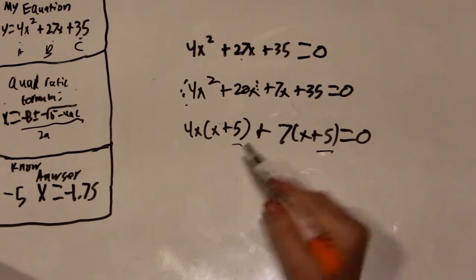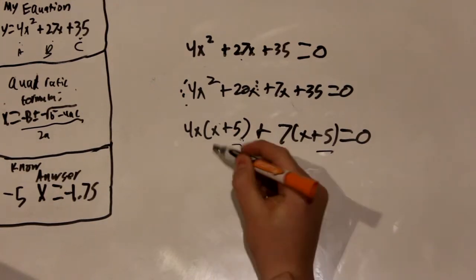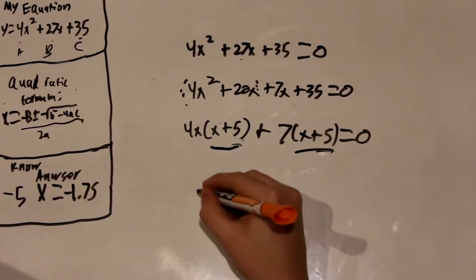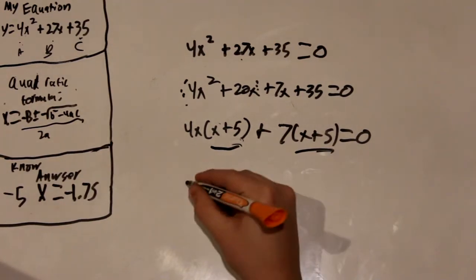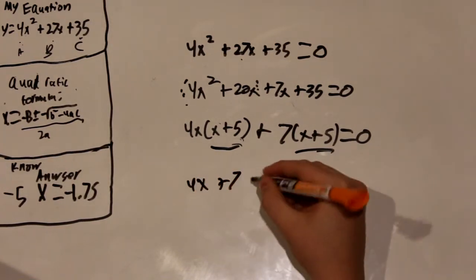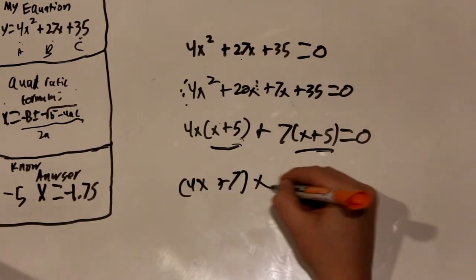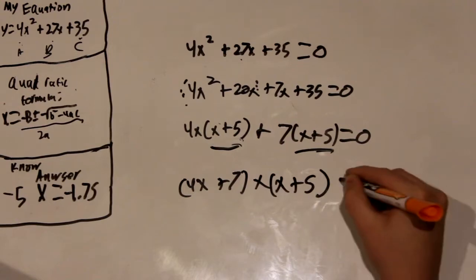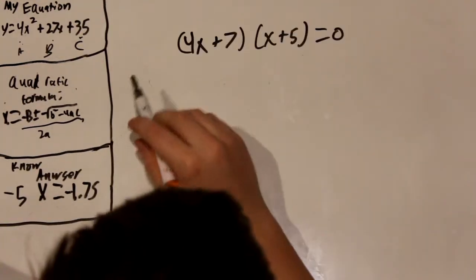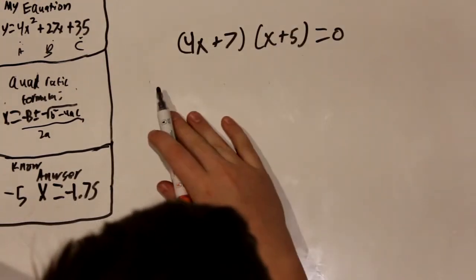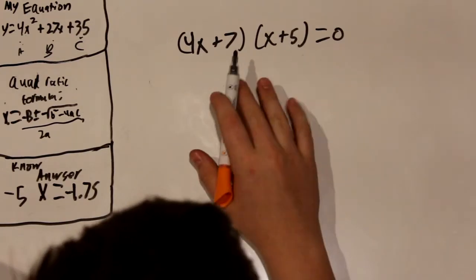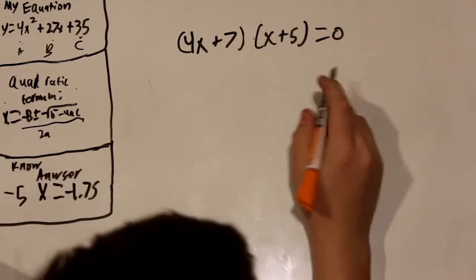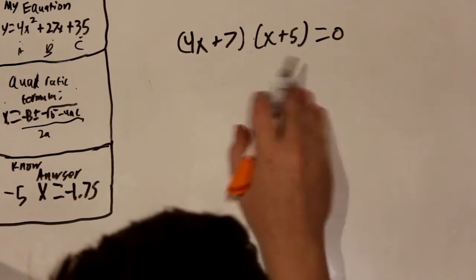We can now factor out x plus 5 from this equation, making this 4x plus 7 times x plus 5. From here we know that at least one of these terms is equal to 0, since the only way to multiply two numbers and get 0 is if one of them is 0.